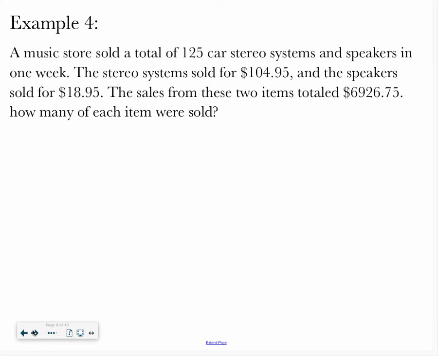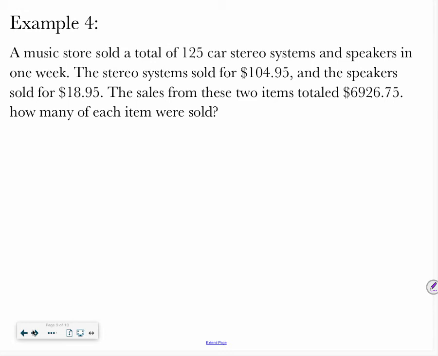We're talking about a music store that sold a total of 125 car stereo systems and speakers in 1 week. The stereo systems sold for $104.95, and the speakers sold for $18.95. The sales from these two items totaled $6,926.75. How many of each item were sold? Okay, so this can be a little tricky to figure out: how do I write my equations for this? Equations, plural, because we're talking about systems of equations in this chapter.